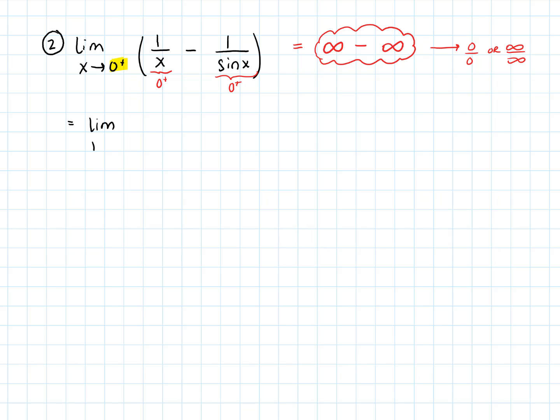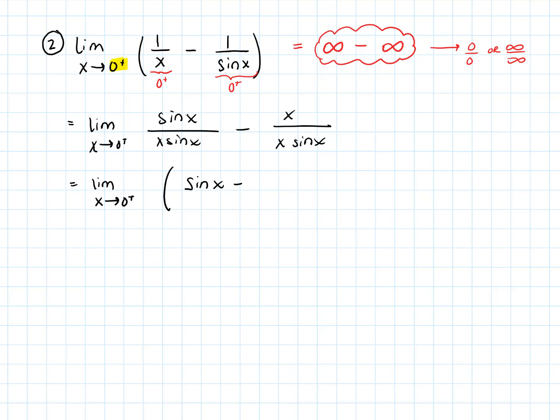So x sine of x would be our common denominator. And this will need to be sine of x, and this will need to be x, and this becomes the limit. Notice I am not taking a limit, I'm not applying L'Hopital's rule, I'm simply rewriting the function to hopefully get it into a form that I can apply L'Hopital's rule to. And now I have a quotient, sine of x minus x over x times sine of x.